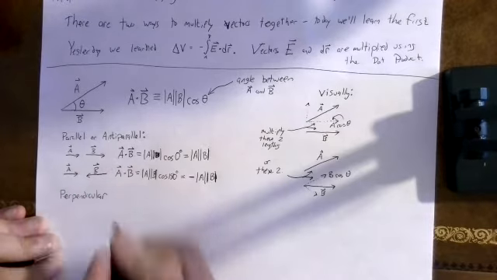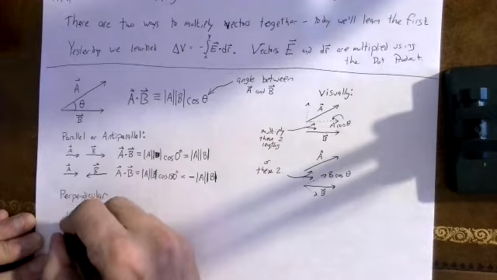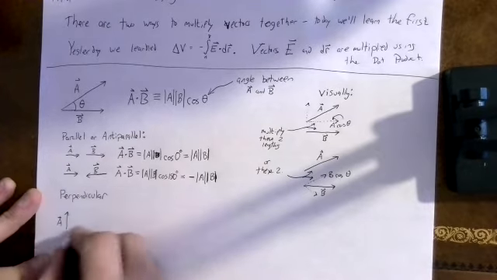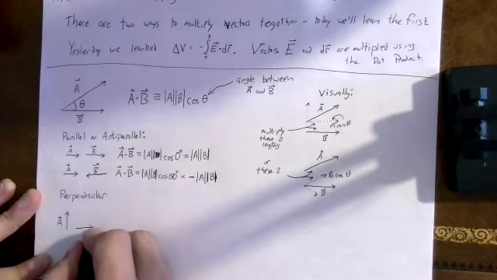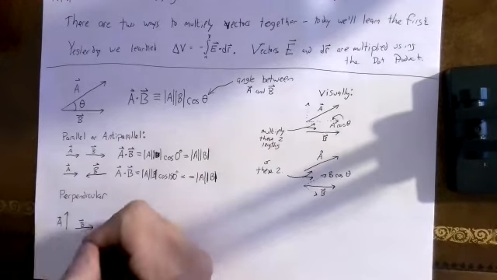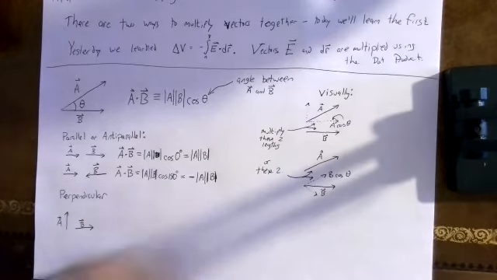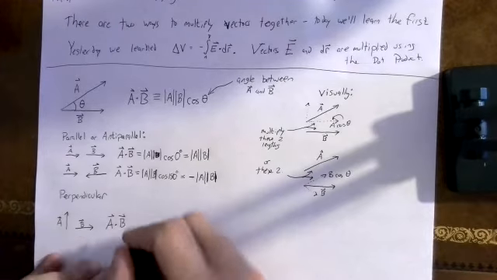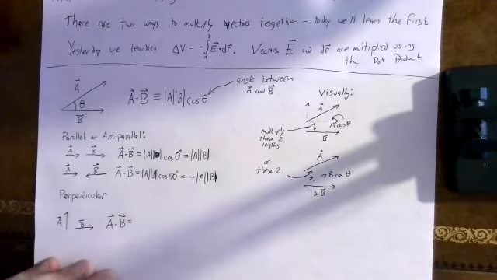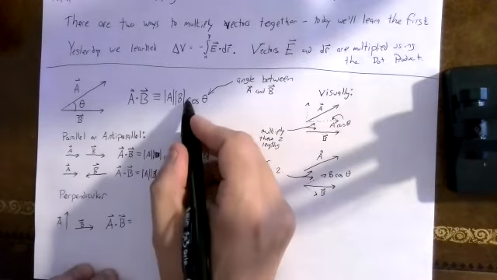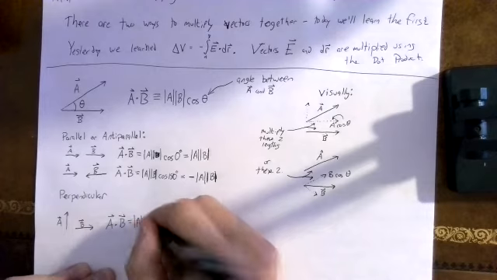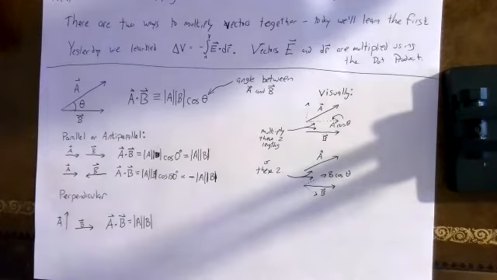And finally, the last special case we'll look at is what if they are perpendicular to each other? Maybe you can already tell what the answer is going to be. If I multiply two vectors that are perpendicular, so this time A points upwards and B points to the right, A dot B, I'm still using the same formula: magnitude of A, magnitude of B, and the cosine of the angle.